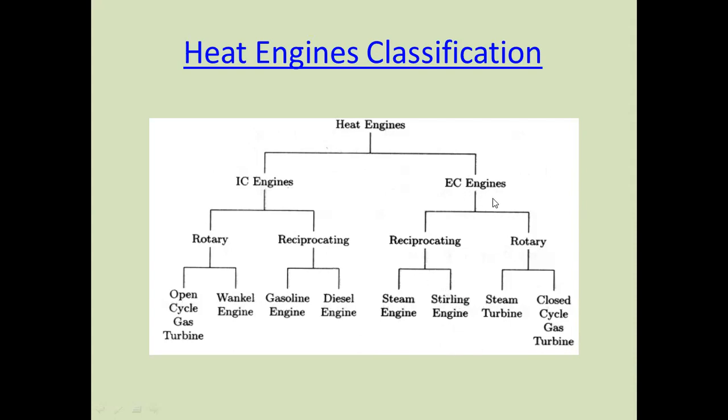The rotary type of external combustion engine is the steam turbine. As I told you earlier, to rotate the steam turbine, the boiler produces the steam. That pressure energy is converted into kinetic energy with the help of the nozzle. That kinetic energy is converted into mechanical energy by the steam turbine. The high velocity steam impinges on the turbine to rotate it, and we produce the mechanical energy. Next we can see the rotary engine, that is the closed cycle gas turbine.